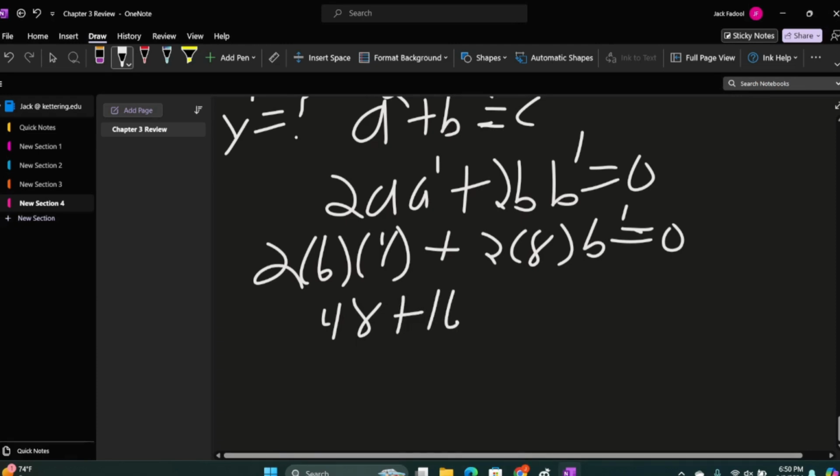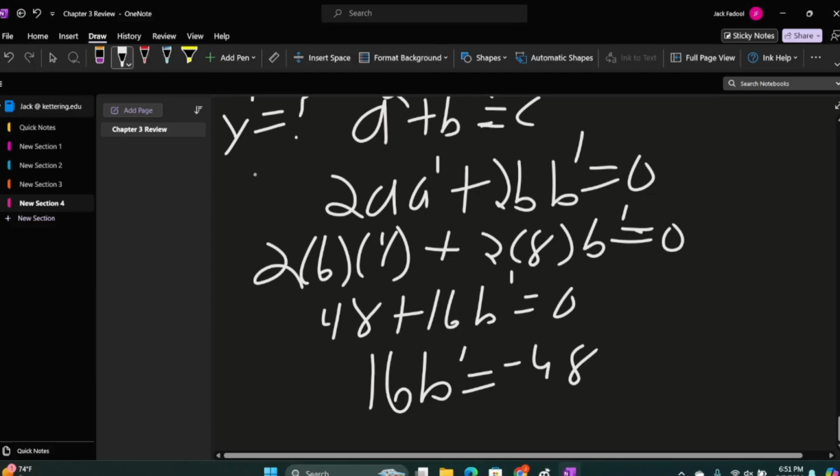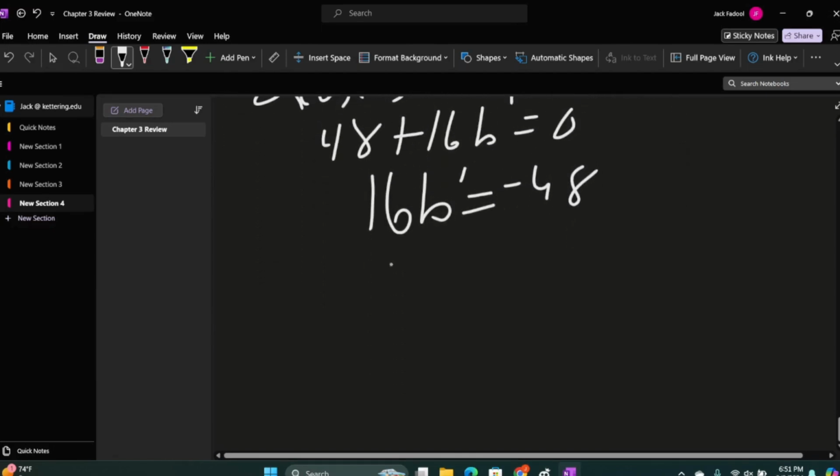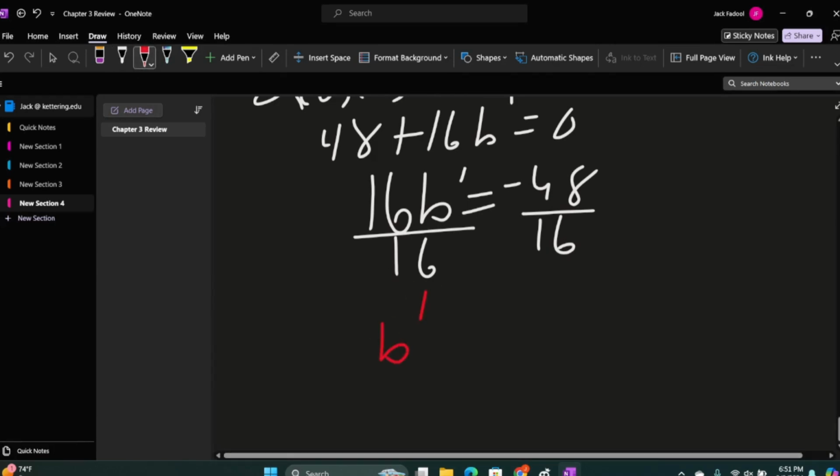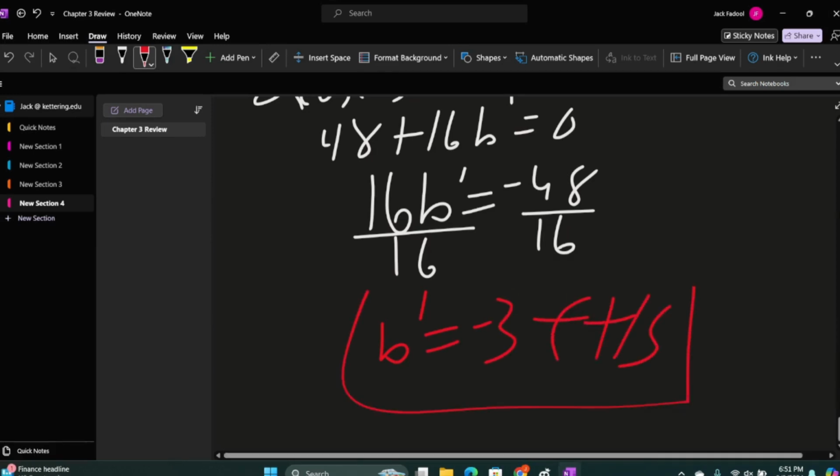48 plus 16 b prime equals 0. 16 b prime equals negative 48. Divide each side by 16. And that gives us b prime equals negative 3 feet a second.